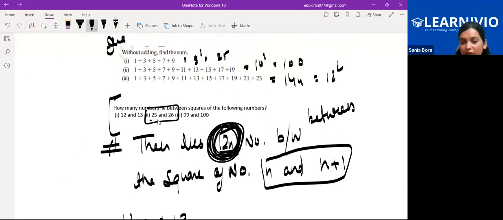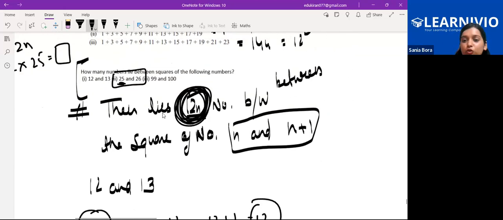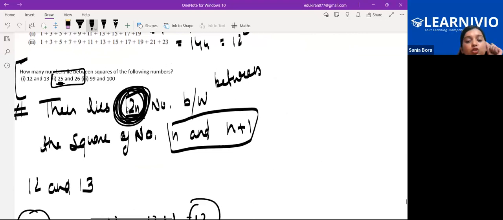25. And n plus 1 is 25 plus 1, which is 26. So how many numbers would be lying here? 2n. 2 multiplied by what is n? 25. Whatever the answer is, that many numbers lie between the square of 25 and 26. But why 2n? It's a property. That's why I asked you to write the statement that there lie 2n numbers between the square of a number n and n plus 1.